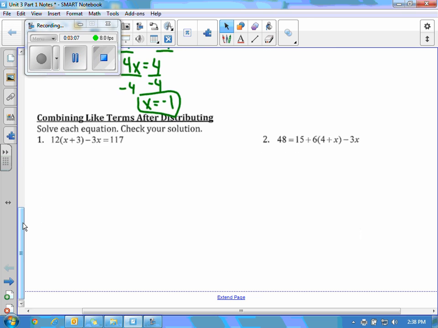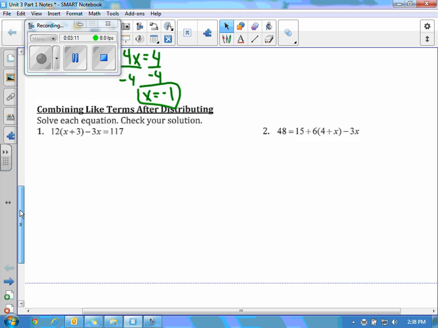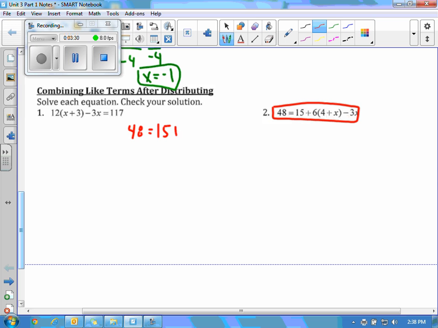Okay. Moving on to the last thing on the front page, it says to combine like terms after distributing. So we did combine like terms, then we did distribution. Now this is going to involve both. So I'm going to let you guys do number 1 after you watch me do number 2. So I'm going to start by rewriting. I'm going to slide over here just in case I need more room. So I get 48 equals 15 plus 6 times 4 plus x minus 3x. I need to do the distribution first.